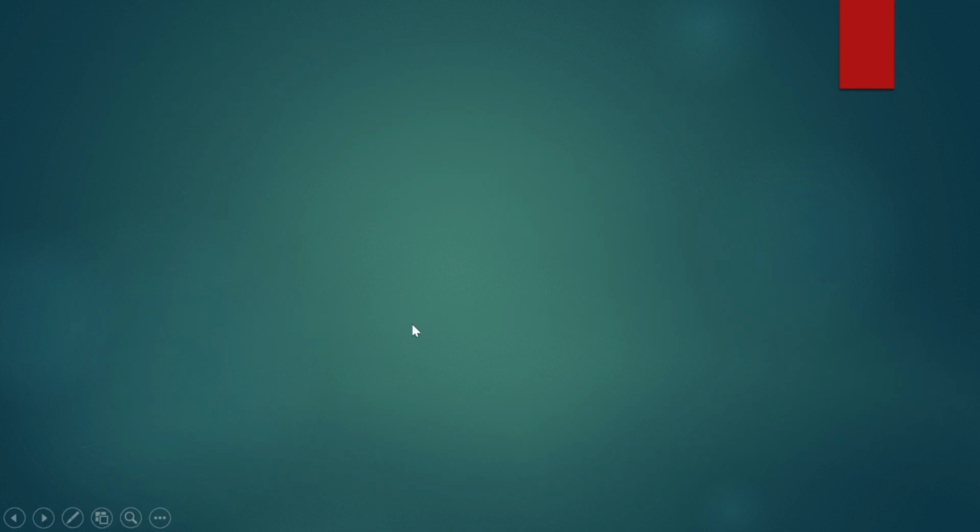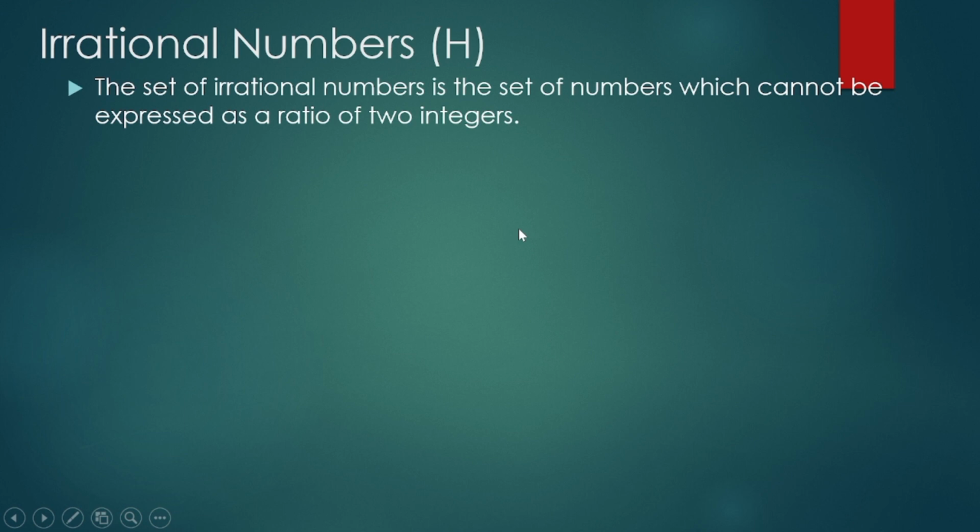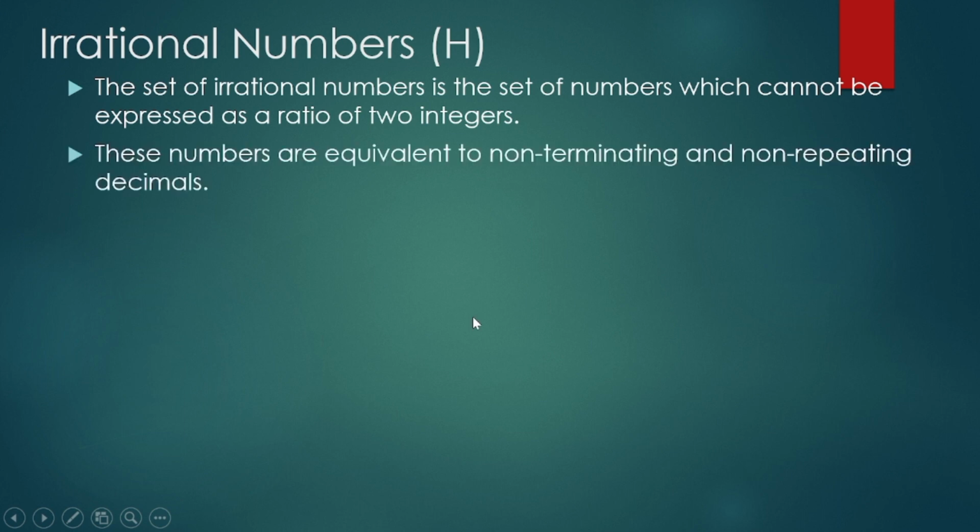Okay? Next, we have the irrational numbers. Yung symbol natin na ginagamit sa irrational numbers ay H. Ayan. So, the set of irrational numbers is the set of numbers which cannot be expressed as a ratio of two integers. So, hindi natin ma-express as a ratio ng two integers. So, ibig sabihin, hindi natin pwedeng i-express yung irrational numbers as fraction. Okay? So, these numbers are equivalent to non-terminating and non-repeating decimals.